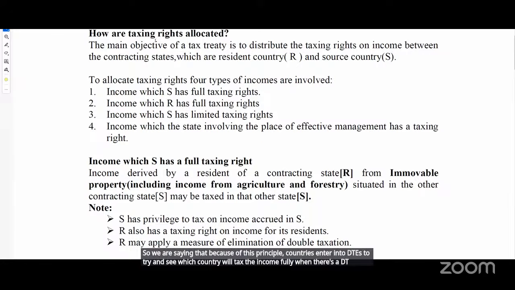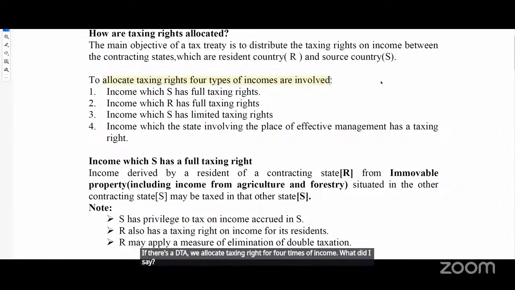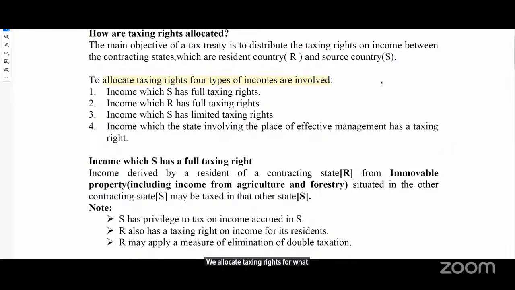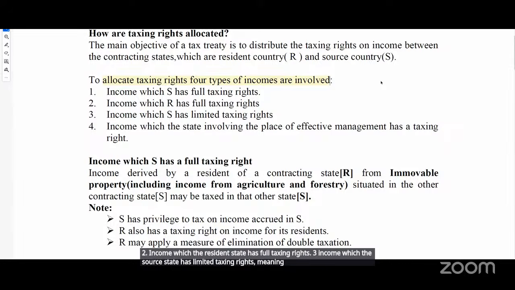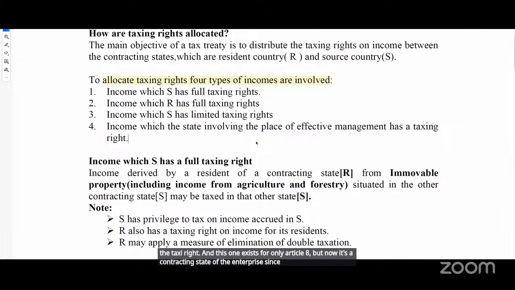Now, if there's a DTA, we allocate taxing right for 4 types of income. First, income which the source state has full taxing rights. Second, income which the resident state has full taxing rights. Third, income which the source state has limited taxing rights, meaning both of the 2 states are going to share. And fourth, income which the state of the place of effective management has the taxing right. This one exists only for Article 8, but now is a contracting state of the enterprise since 2017. But if you still use this, you still get it.